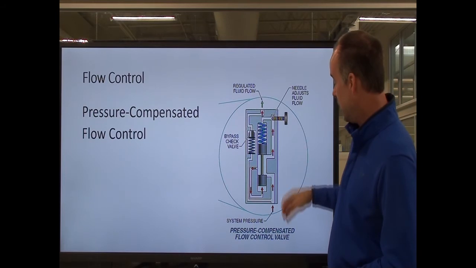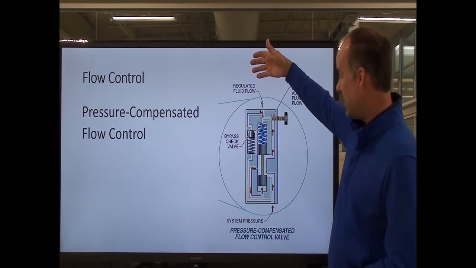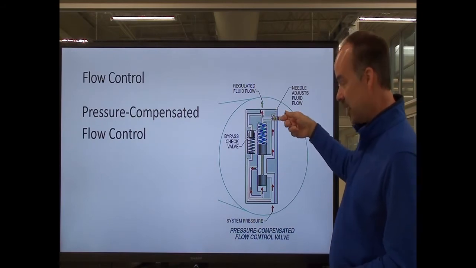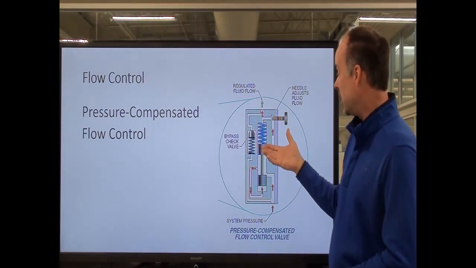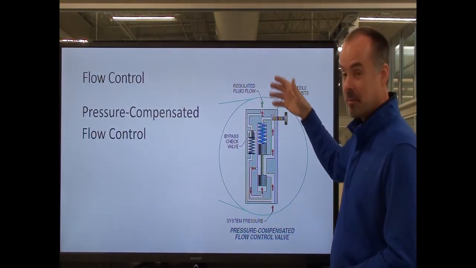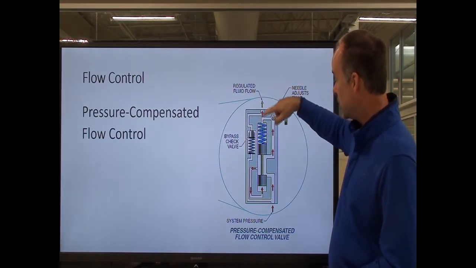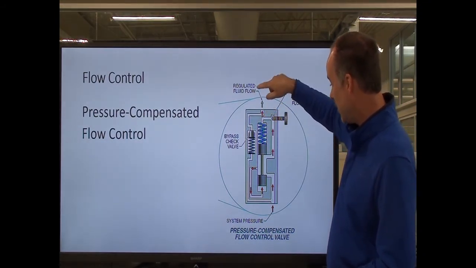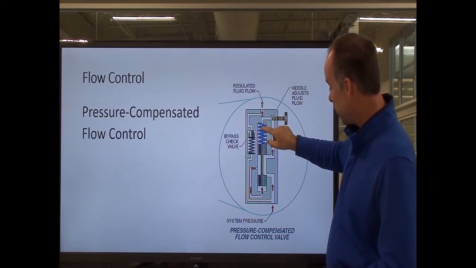So let's say I've got 1,000 psi here and 500 psi here, and I've got a setting here, so that's going to generate a certain amount of flow through that. So let's say I change this to 250 psi, but I want to maintain the same flow through this valve. Changing the pressure on my output allows this spool to move against the spring.